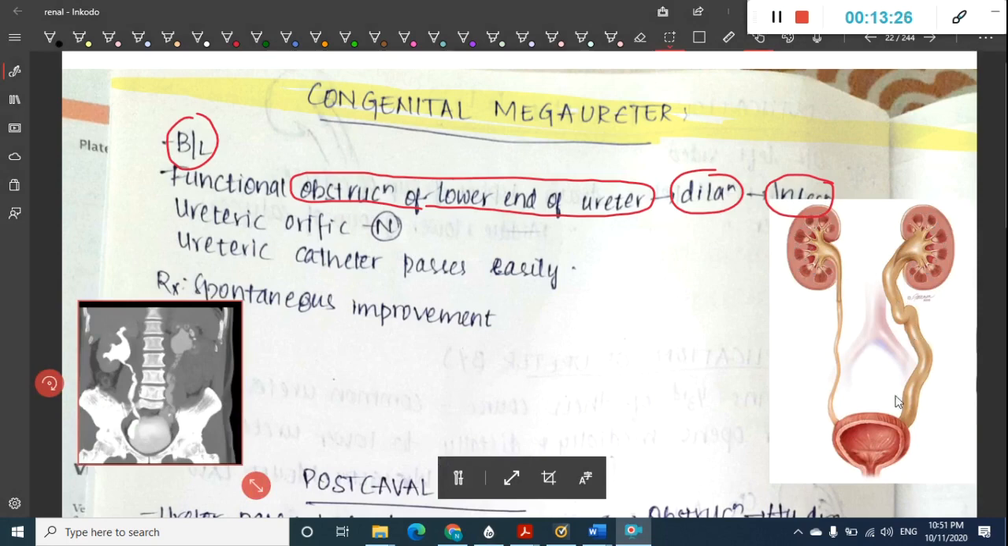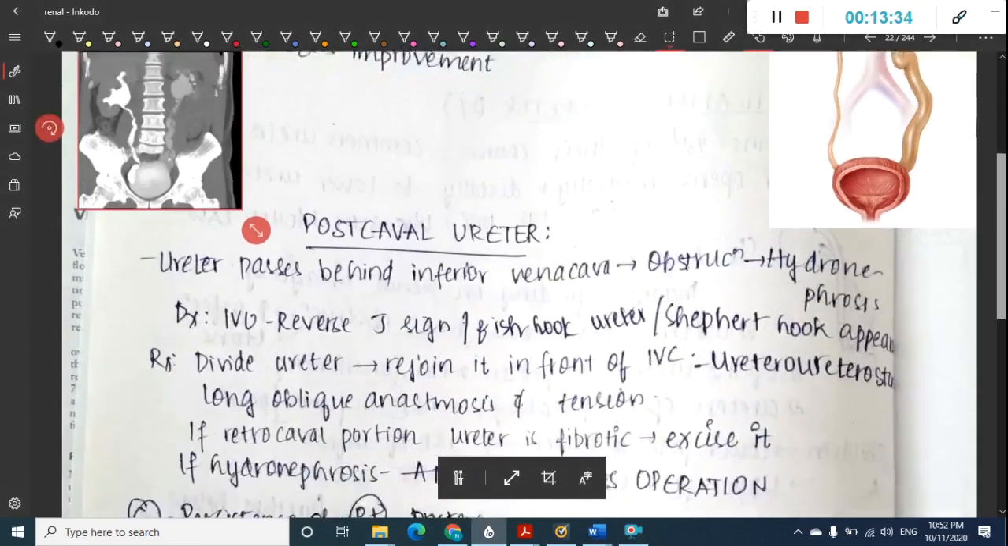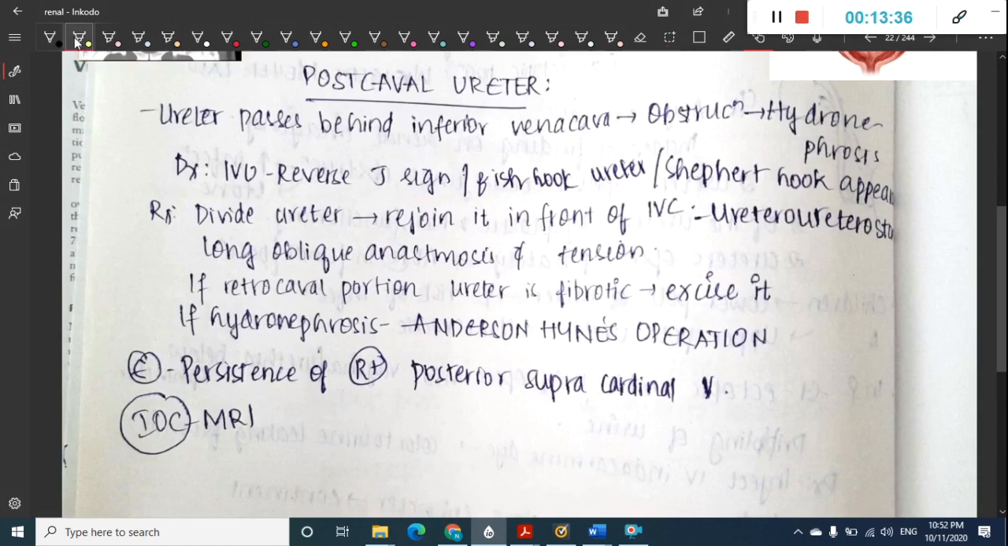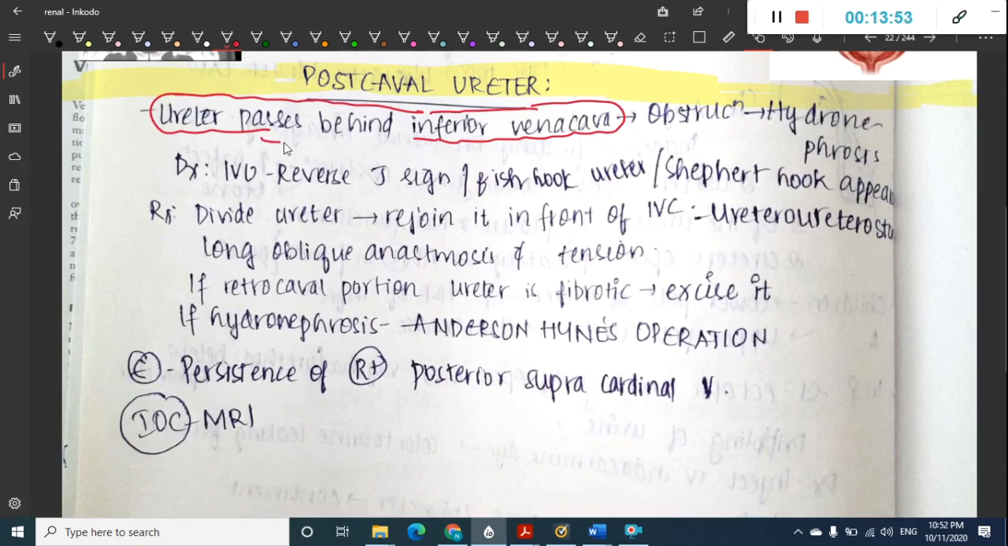So these are the pictures of congenital megaureter. Here you see a bigger ureter, and even here you can see the bigger ureter. Okay, next, after congenital megaureter, the next lesion is retrocaval ureter. Here the ureter passes behind the inferior vena cava. As the ureter passes behind the inferior vena cava, this leads to obstruction, and this obstruction leads to hydronephrosis.